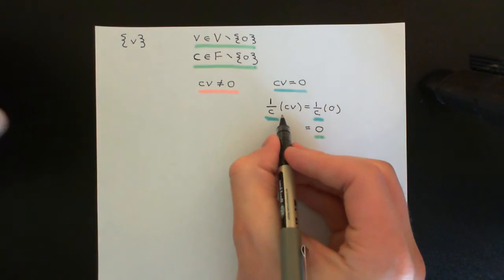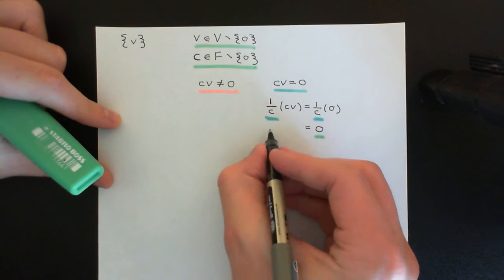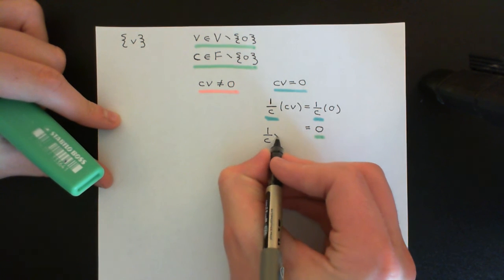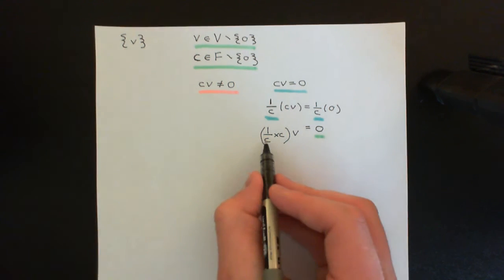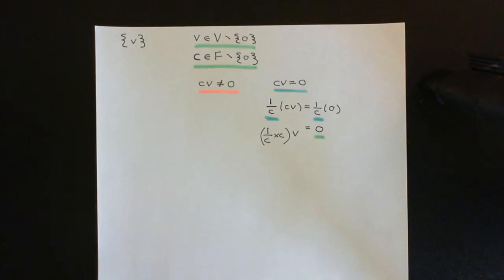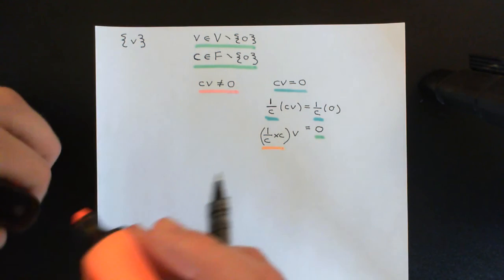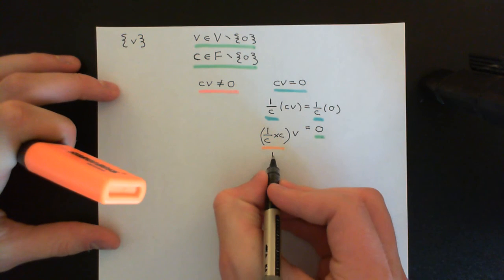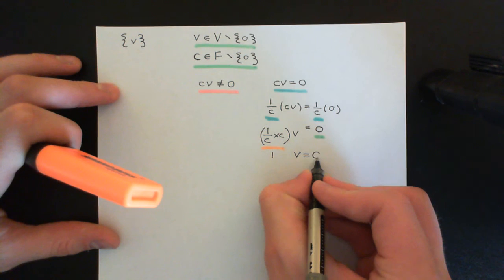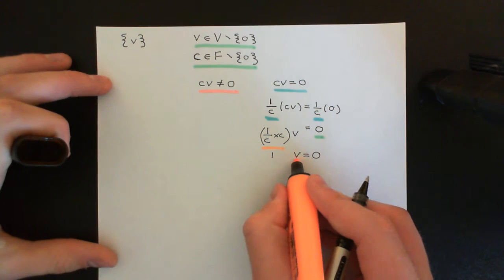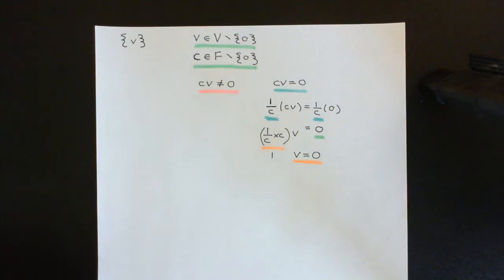This side is more interesting, because what you can now do is apply associativity and say that this is 1 over C times C in the field, scalar multiplied by V. But 1 over C times C in the field, that's going to equal the multiplicative identity of the field. This is going to equal 1. 1 times V is just equal to V, so we then end up with the equation that the vector V had to be the zero vector. Okay, but we assumed that V was not the zero vector.